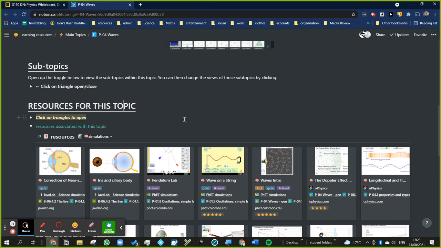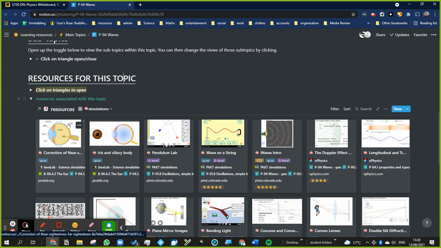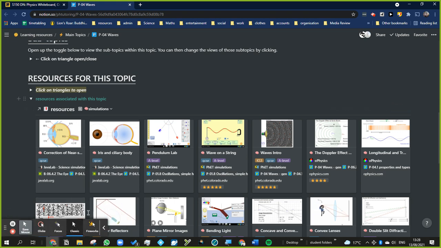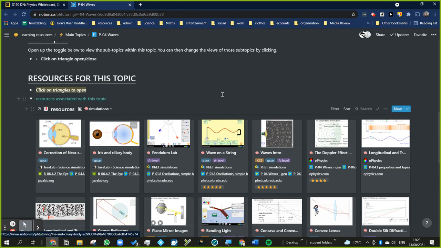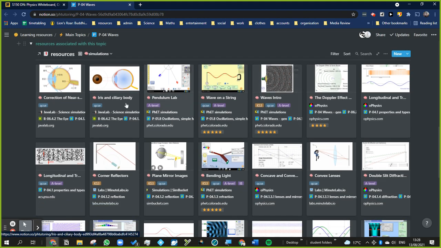We've navigated to the waves topic part of the database, and if we look down here, we've got the simulations. Wait a second, let me just pause that. I'm just going to change that there. So I think the first thing we're going to do is start a few different simulations here, and we can just dive in and play with a few of them.